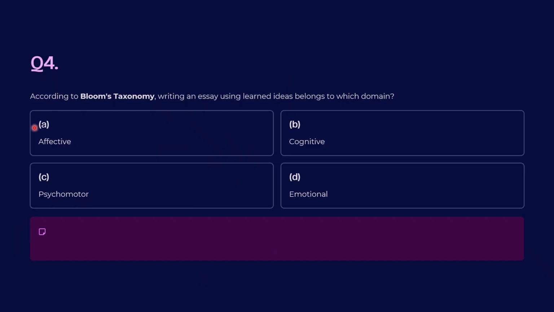Fourth question is: according to Bloom's taxonomy, writing an essay using learned ideas belongs to which domain? A. Affective, B. Cognitive, C. Psychomotor and D. Emotional. So the correct answer is option B, cognitive domain.